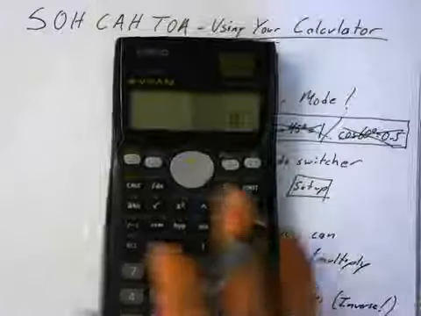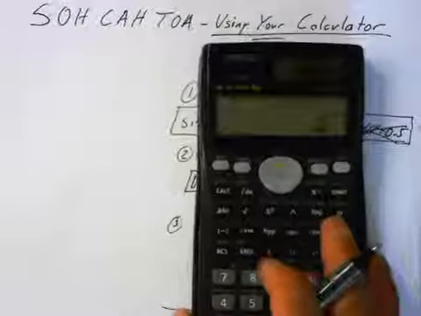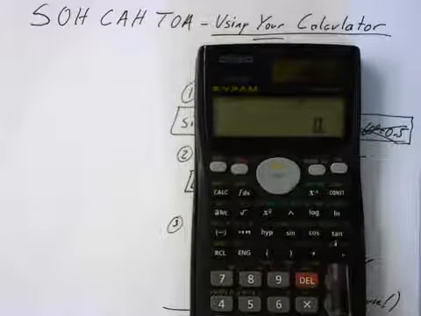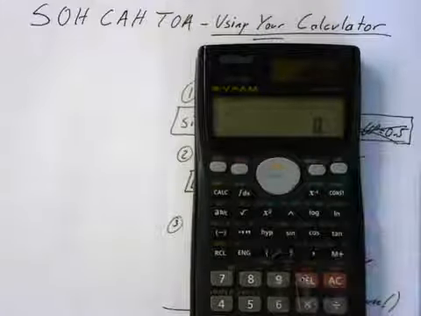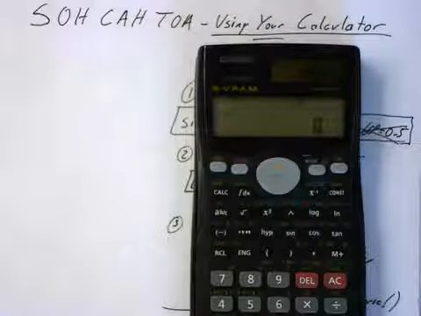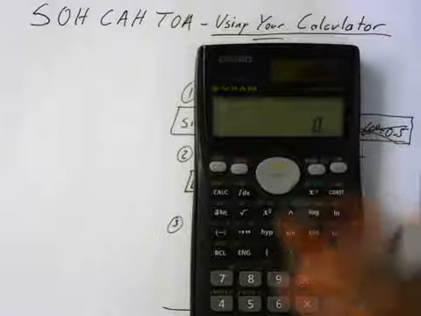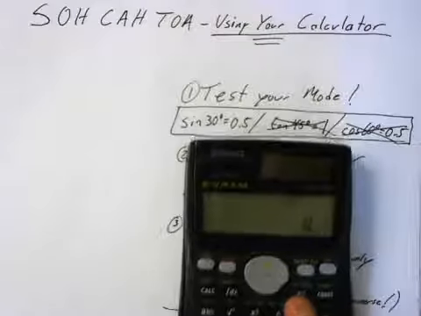Now, your calculator might not look exactly like this, but if your calculator doesn't have sine, cos, and tan buttons, then you can't use it. It's pretty much junk. But don't throw it out. Give it to a math teacher. They could use it for their grade 9 kids. All right, so let's go into step one, testing it.